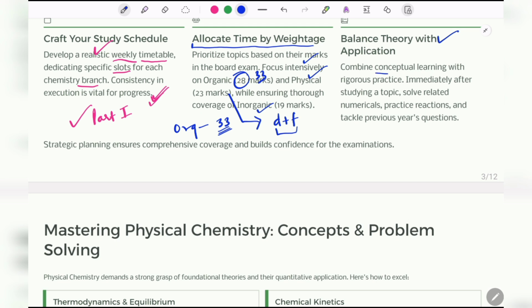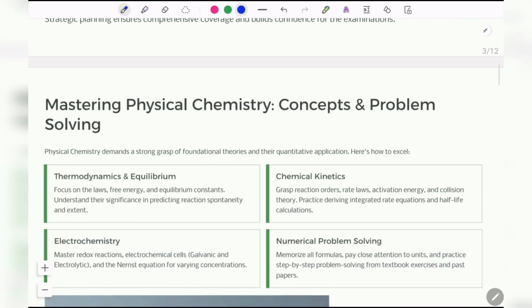So you have to combine your conceptual learning with lots of practice. Immediately after you study a topic, try solving the questions from your NCERT. Plus you can take the board examination question papers from the CBSE website and solve related numericals pertaining to that particular chapter. Whatever reactions we are doing in the class, or you have been taught, you have to practice them. Without writing practice in organic chemistry, you cannot achieve marks. And you have to also go through the previous years' question papers.